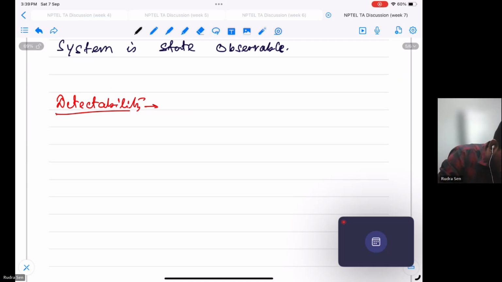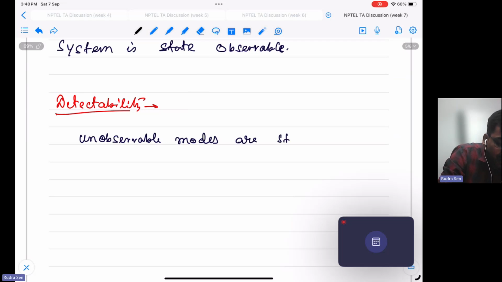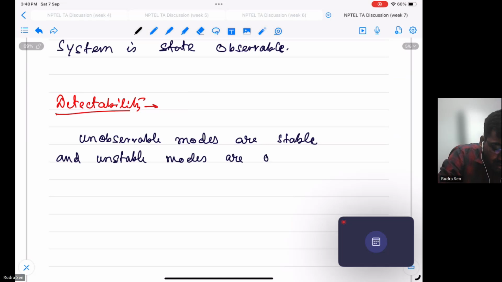So basically, the thing is: unobservable modes are stable and unstable modes are observable.